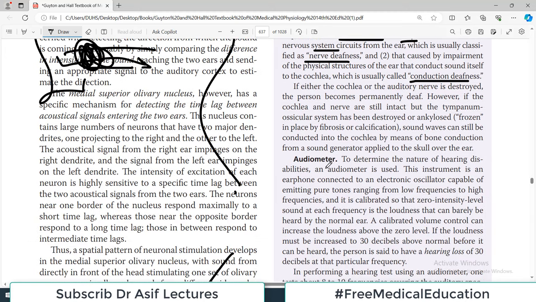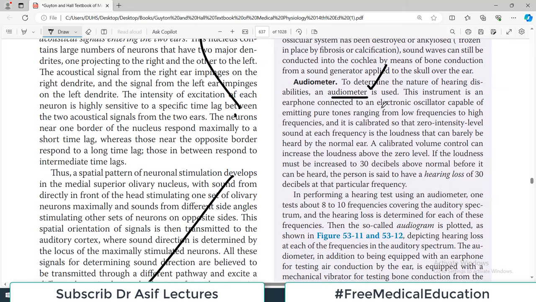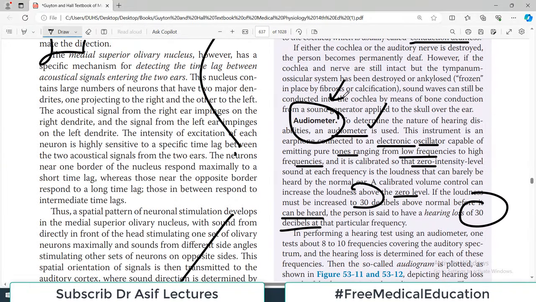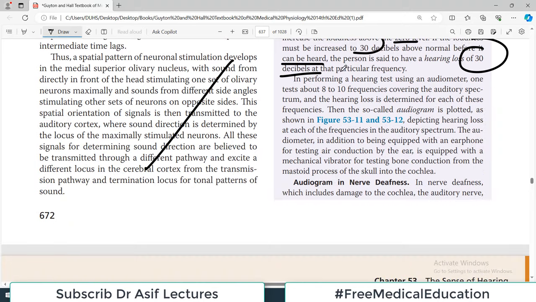Audiometer. To determine the nature of the hearing disability, an audiometer is a device which is used. The instrument is an earphone connected to an electronic oscillator capable of emitting pure tones ranging from low frequencies to high frequencies that is calibrated to zero intensity level, or a calibrated volume control can increase the loudness above zero level. If the loudness must be increased to 30 decibel above the normal before it can be heard, the person has lost about 30 decibel of hearing capacity. So we use audiogram for measuring hearing problems. Okay, that's the word that you should know.